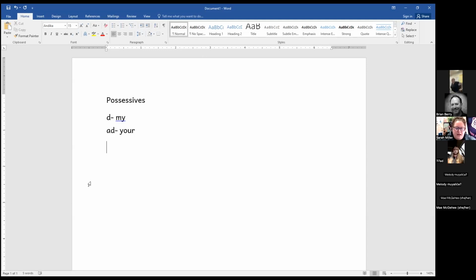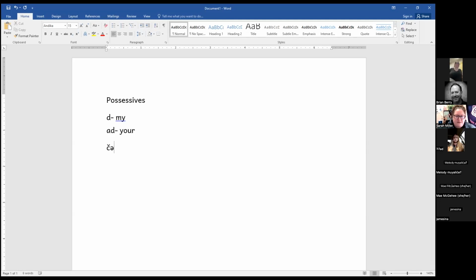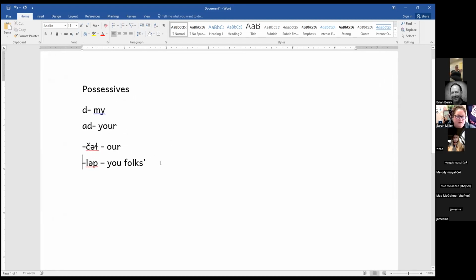And then we have the suffixes, -chut, which is our, and -lup, which is you folks's. It looks spaced out weirdly. So these ones go on the front of a word, and these ones go on the back.